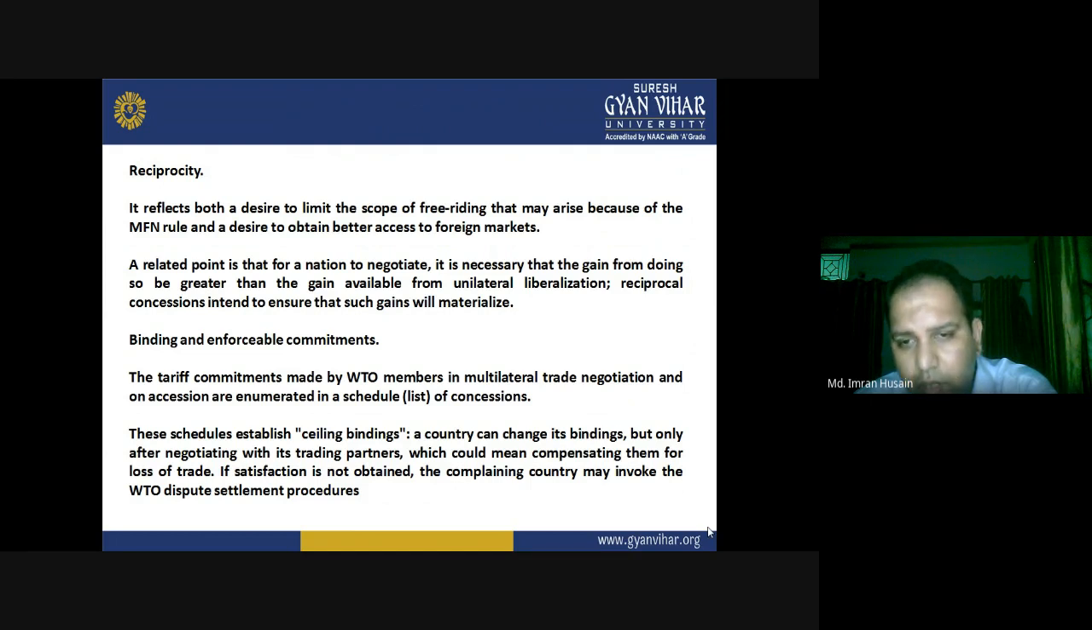A country can be changed. A country can change its building, but only after negotiating with its trading partners, which means compensating them for loss of trade. If satisfaction is obtained, the complaining country may invoke WTO dispute settlement procedures.